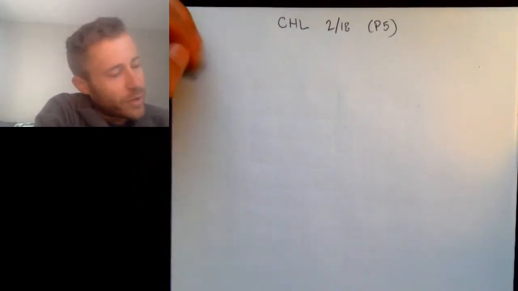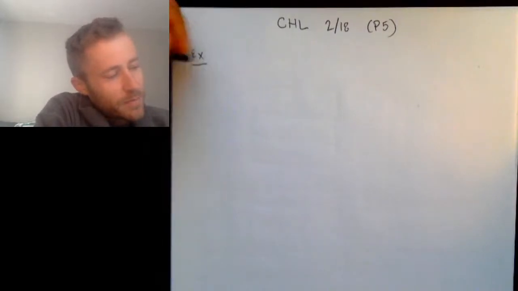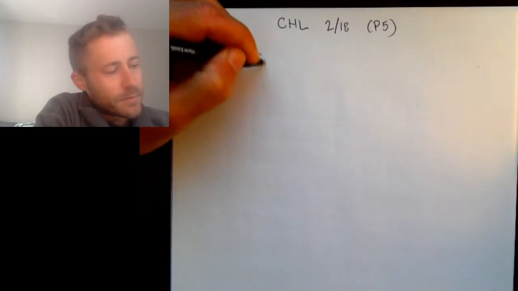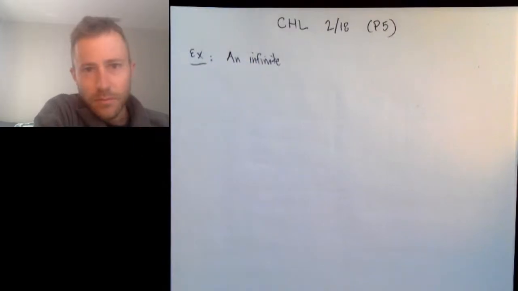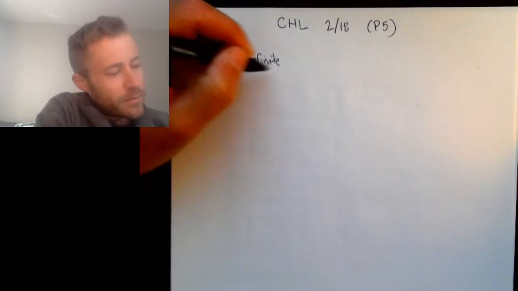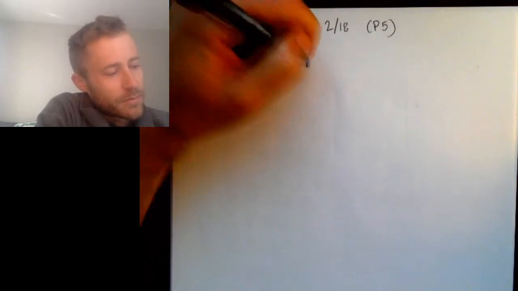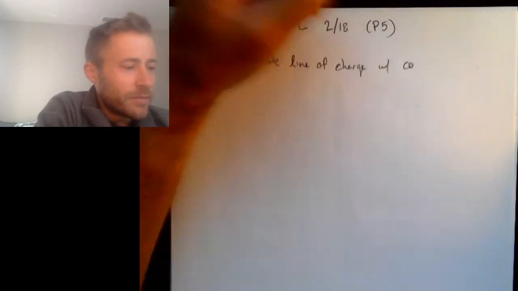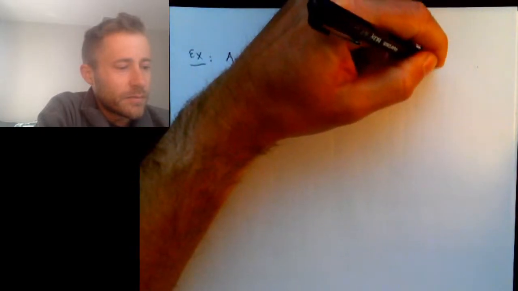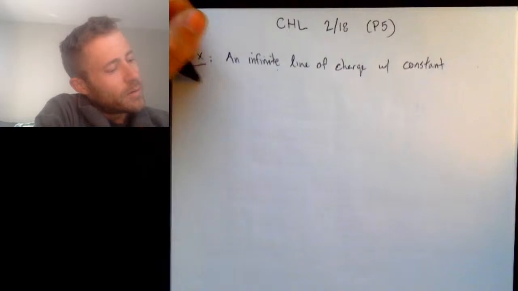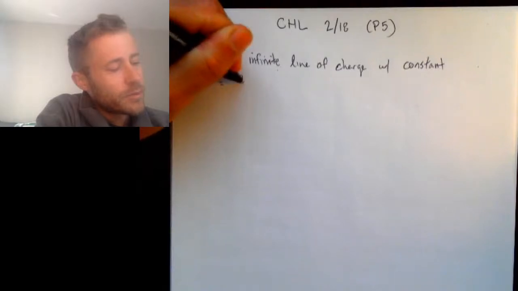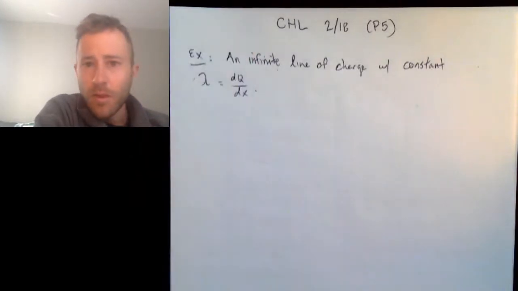So we're going to do two examples. The first example is an infinite line of charge with constant linear charge density, lambda, which is, of course, dq dx. Okay?